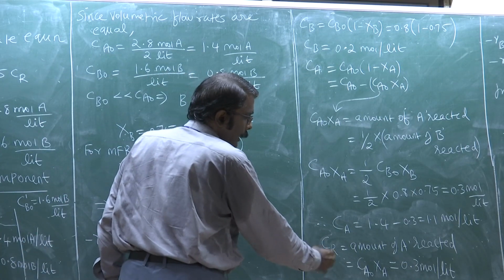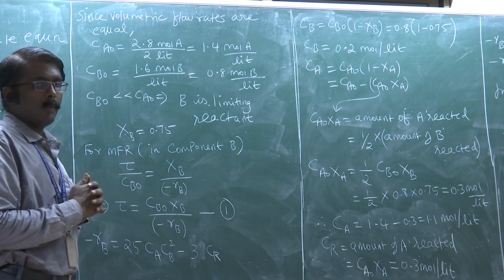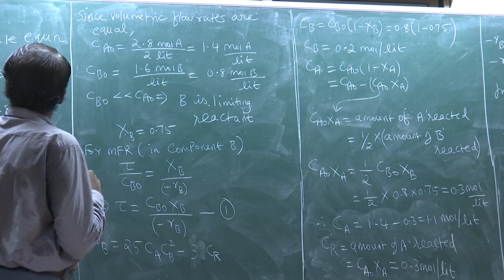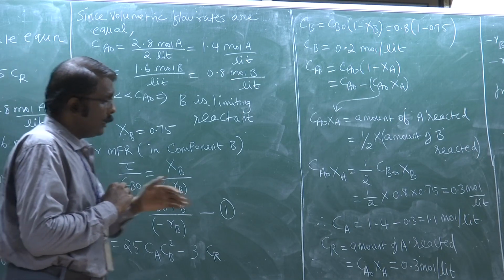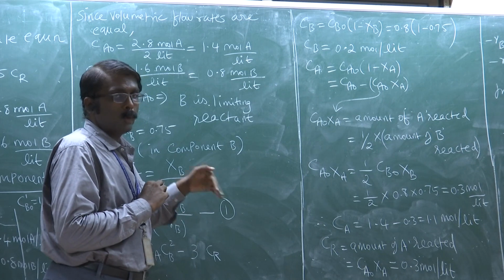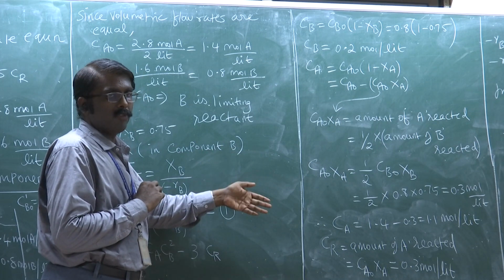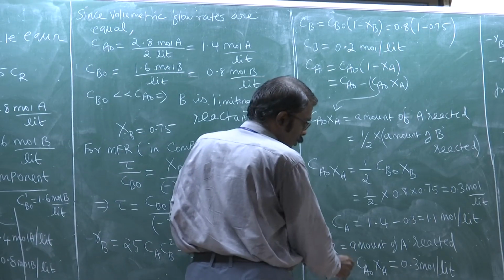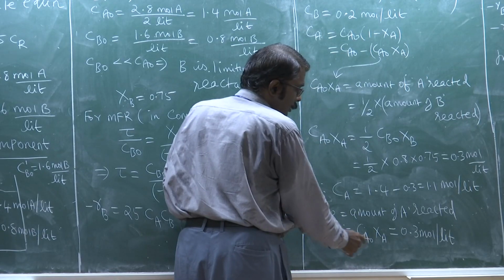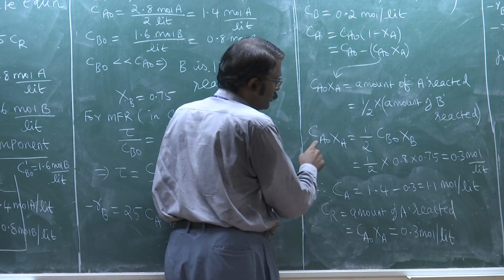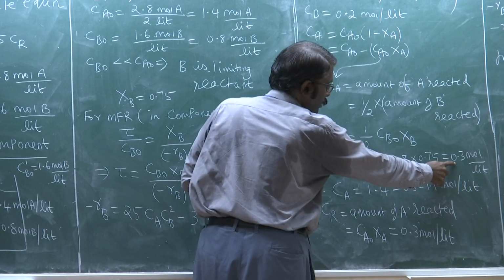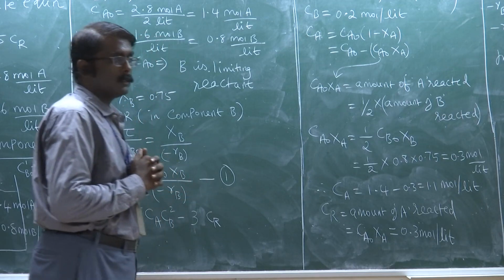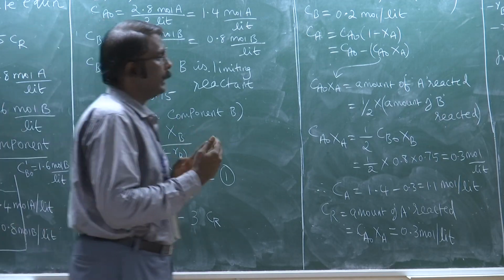CR is equal to, again use the stoichiometry relation. From stoichiometry we find that 1 mole of A is giving us 1 mole of R. That means the amount of A reacted is equal to the amount of R formed. So CR is nothing but the amount of R formed, which should be equal to the amount of A reacted. Amount of A reacted is nothing but CA0 into XA, which we already got as 0.3 mole per liter. So CR is equal to the amount of R that is formed out of the reaction.